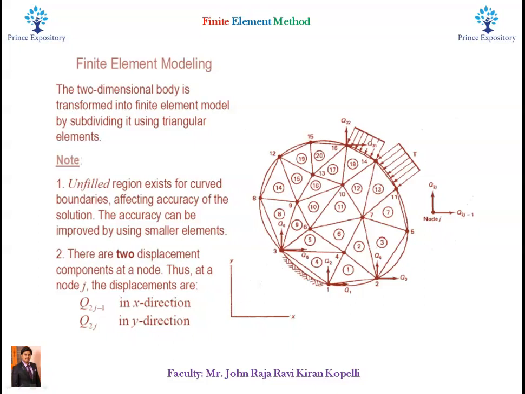The points where the corners of the triangles meet are called nodes, and each triangle formed by 3 nodes and 3 sides is called an element. The elements fill the entire region except a small region at the boundary.